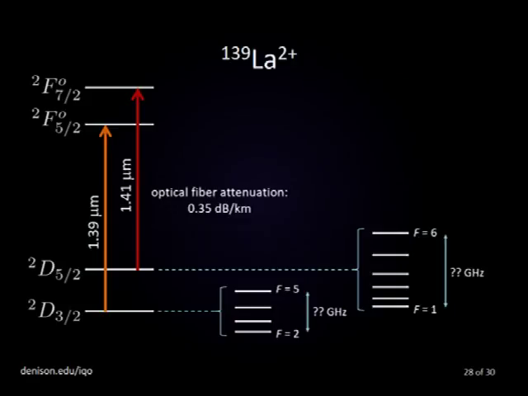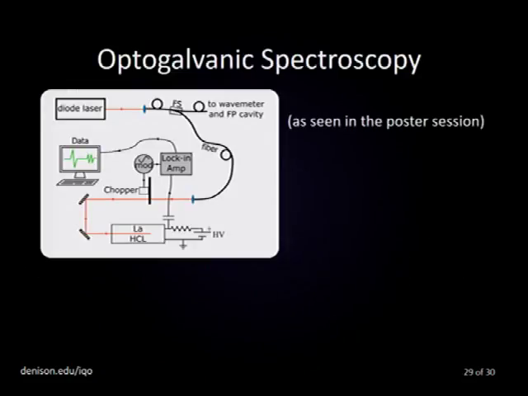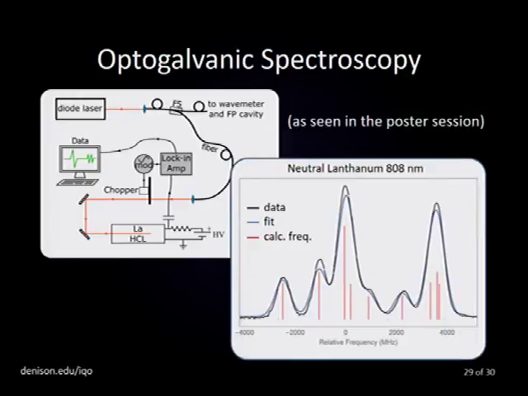So that's actually our first task for working with doubly ionized lanthanum, trying to measure this hyperfine structure. We're doing that using a technique known as optogalvanic spectroscopy. If you were at the poster session, you'll have already seen Jesse talk about this, so I'm not going to go into any detail, but we can use optogalvanic spectroscopy in a hollow cathode lamp, a high voltage discharge, to try to measure these transitions.